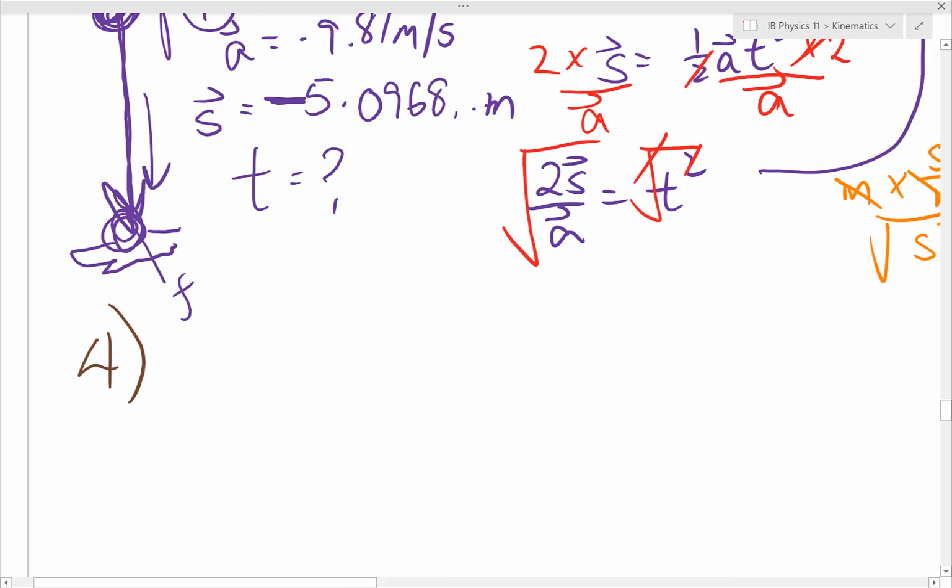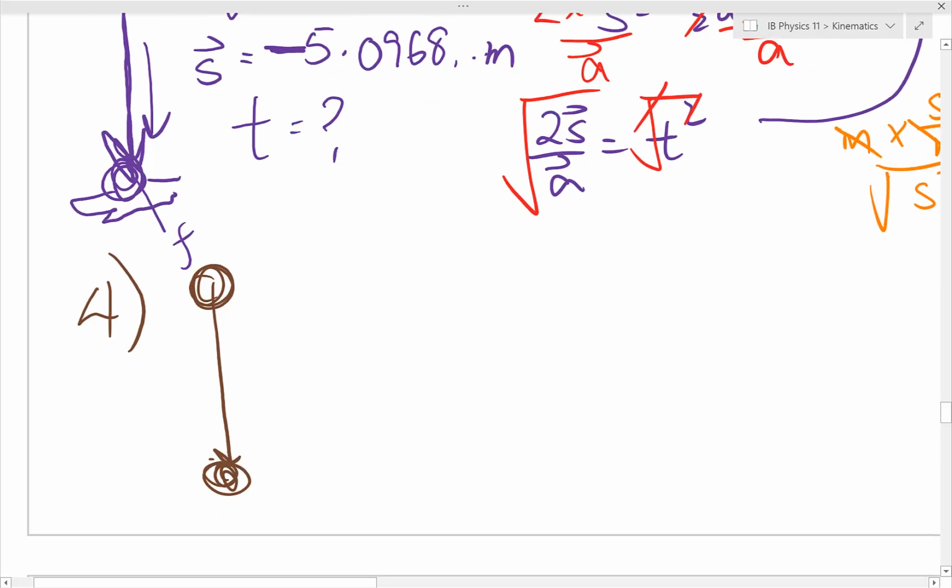Because I have it already set up, I'm going to use the diagram I had before, the setup. Of course, there's more than one way to do it, but I'm going to do it this way. You're welcome to do it some other way. I'm going to set the upwards direction to be positive. If I set this to be my starting point, my initial velocity is 0.